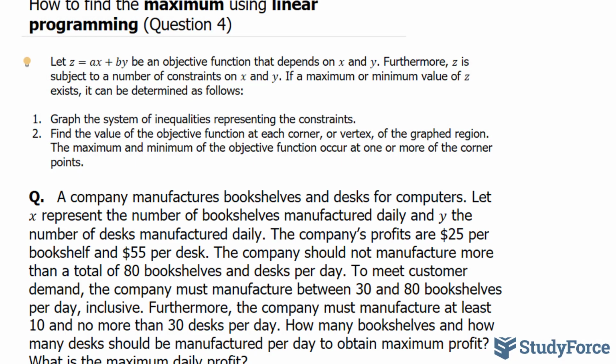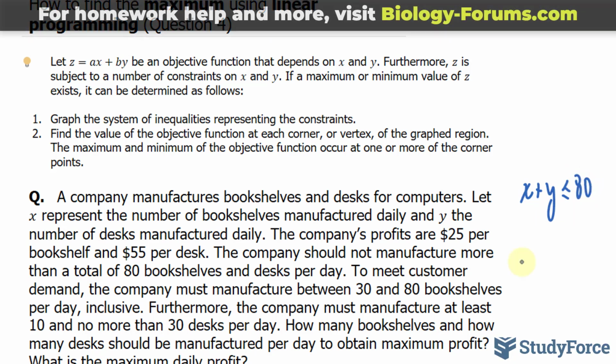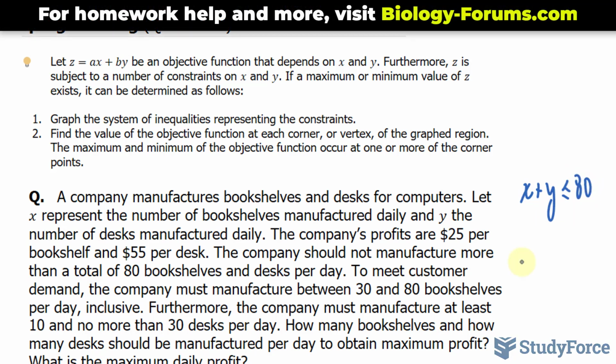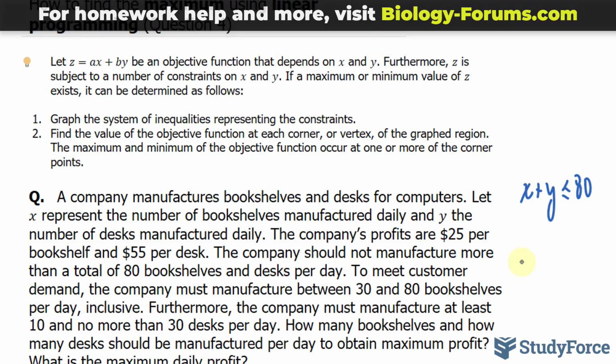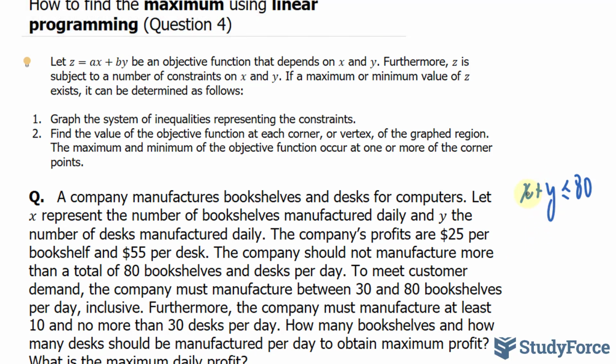So let's write that down. That's one of our restrictions, our constraints. So x plus y cannot exceed 80. To meet customer demands, the company must manufacture between 30 and 80 bookshelves per day inclusive, which means that x, representing the bookshelves, must be greater than or equal to 30, but less than or equal to 80.